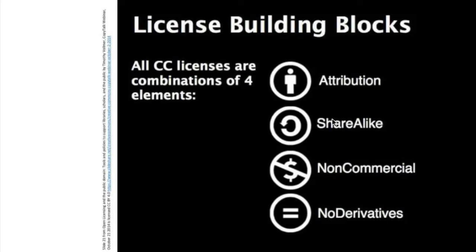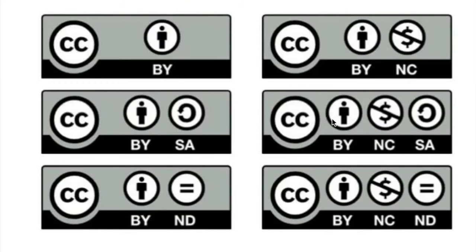No derivatives means that you cannot change the resource. We're going to see in a minute why this is important or interesting within the context of OER. But what it means is you can't change the resource. You can use it and share it with people, but you cannot make changes to it. So this is what the 6 different license types look like.